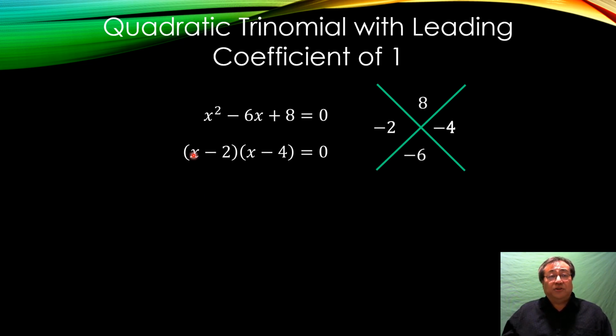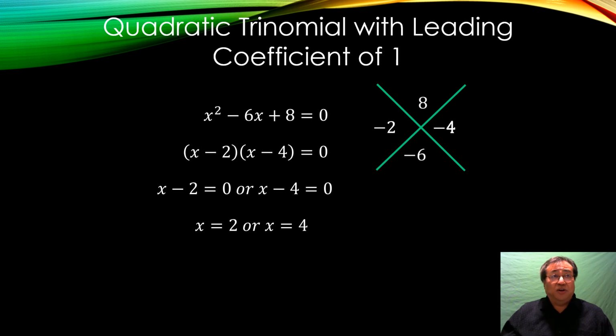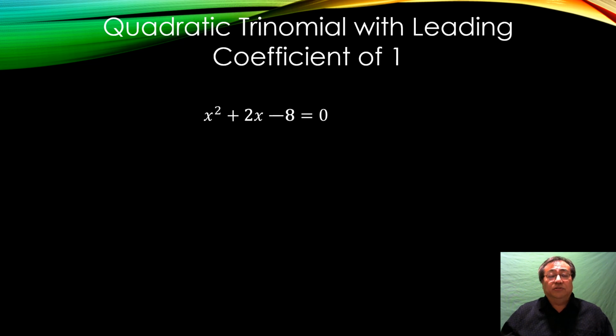So then our factors are x minus 2 times x minus 4 equals 0. Set each factor equal to 0, and we get x equals 2 or x equals 4. And that's it. Okay. Here's another example. All right. We got something else. So this time, the last term is negative, where the last times it was positive. So here we go. We're going to put the negative 8 up top, positive 2 on the bottom.